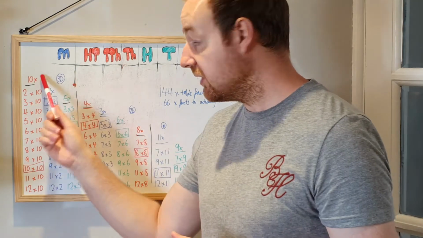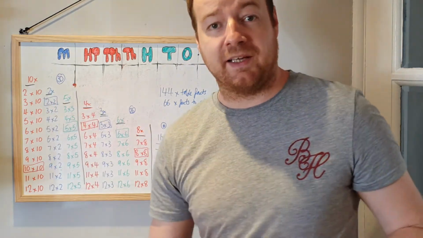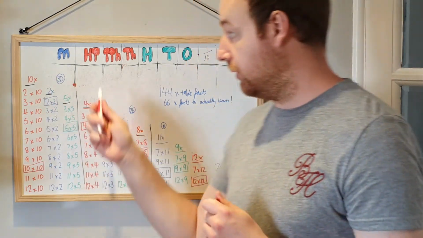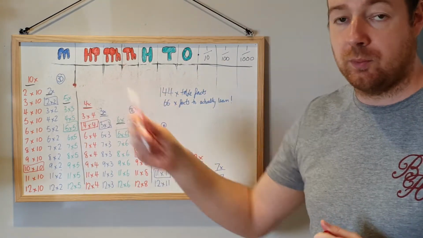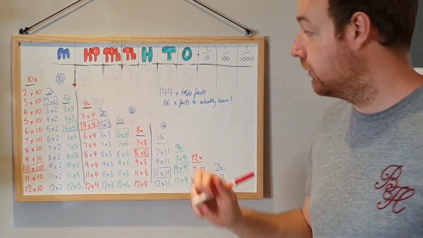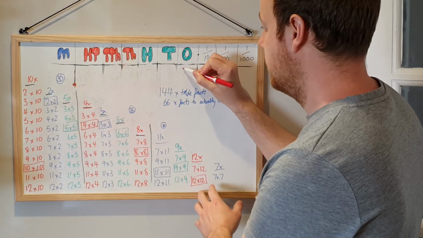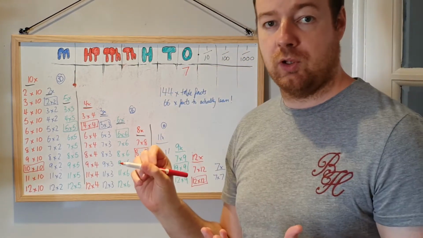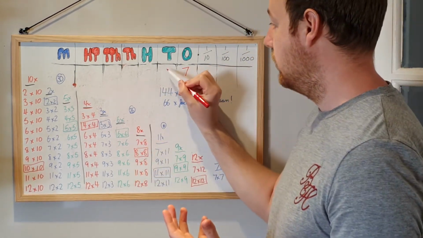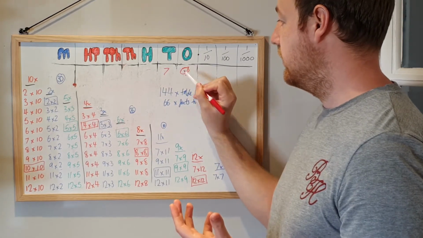Okay, so 10 times tables. Whenever we're multiplying any number by 10, all we do is, if I've got my place value column that I've still kept here at the top, I move it one column to the left. So if I wanted to have 7 multiplied by 10 would be 70.